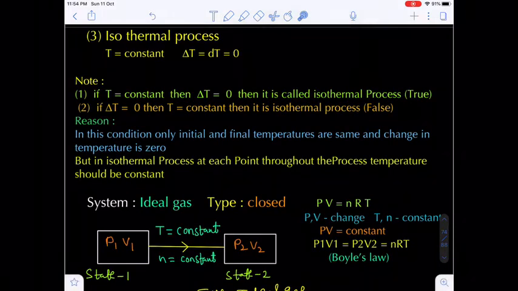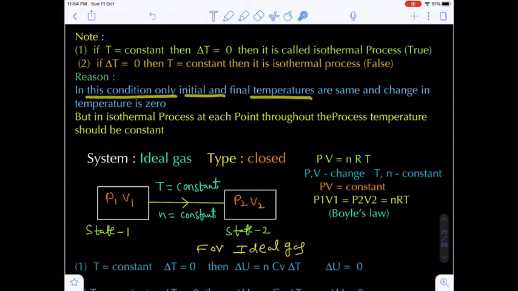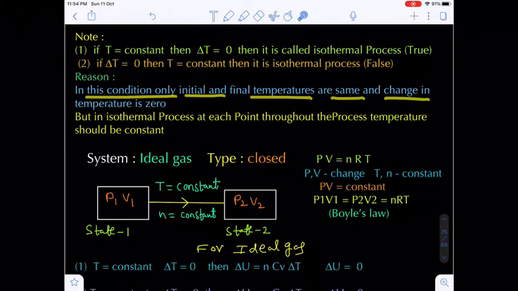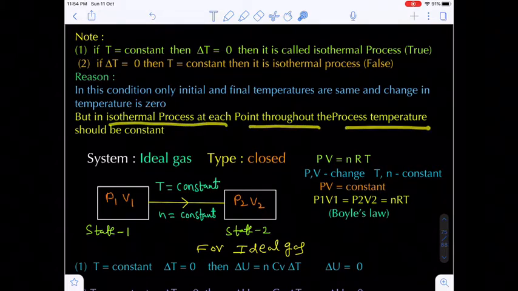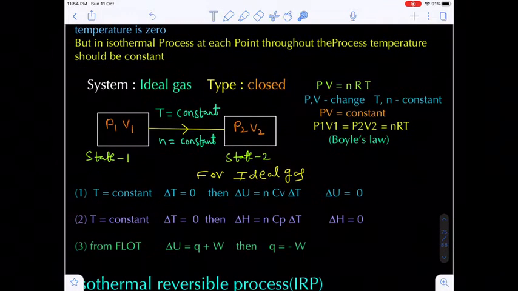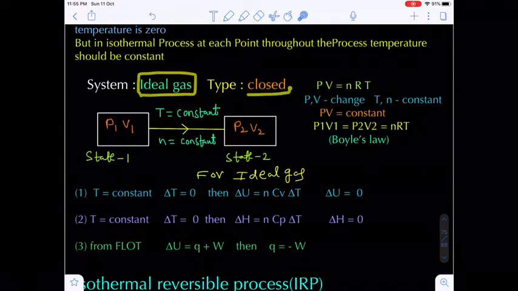Here the reason is also given. In this condition, only the initial and final temperatures are the same, that's why the change in temperature will be 0. That is the explanation for the second statement. But in the first statement, in an isothermal process, at each and every point throughout the process, what should the temperature be? Constant. Now we are assuming the system is an ideal gas and the type of system is closed.